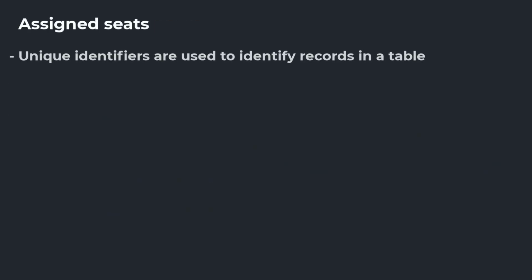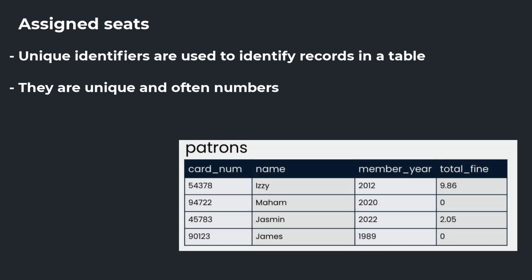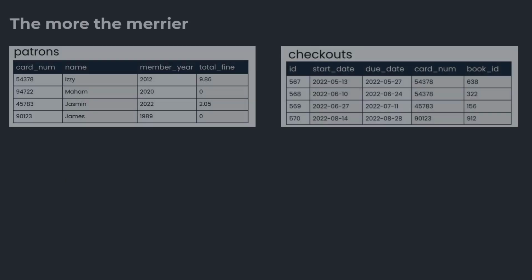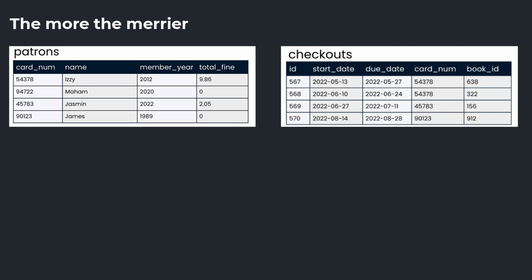A unique identifier, sometimes called a key, is just what it sounds like. A unique value which identifies a record so that it can be distinguished from other records in the same table. This value is very often a number. In the patrons table, it makes sense to use the card_num field as the unique identifier for each patron, not the name field, because it's possible that as our little library grows, 2 patrons might have the same name.